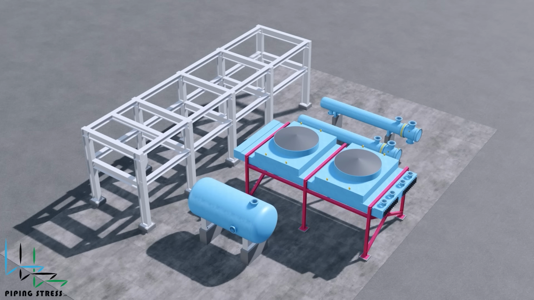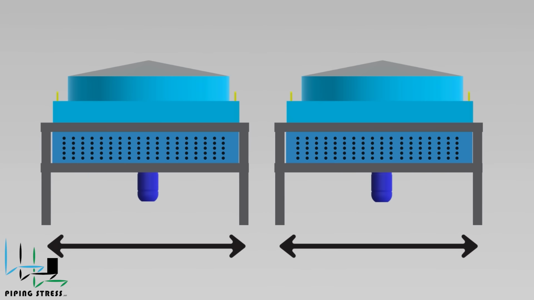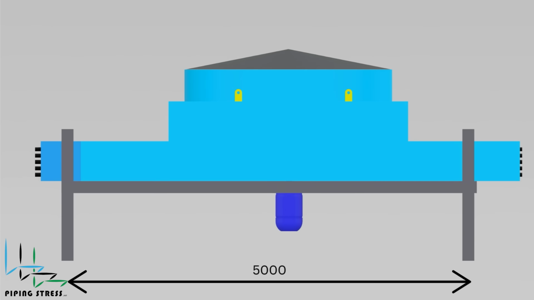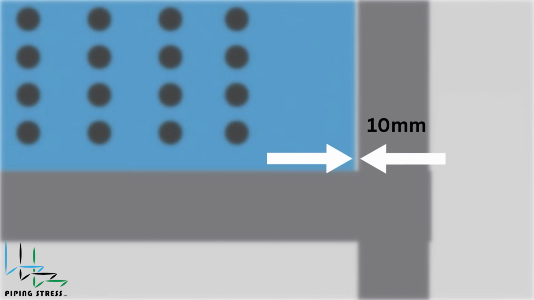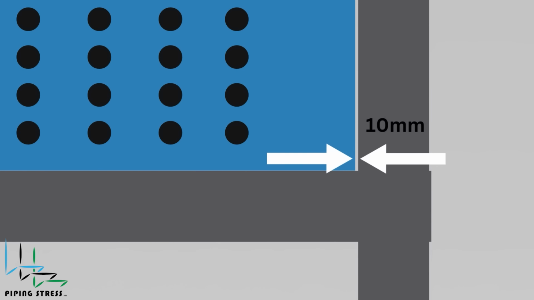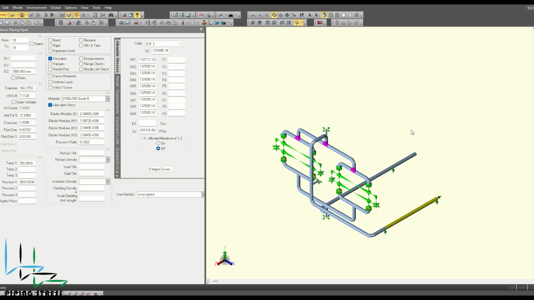Before conducting the piping stress analysis of an air cooler, a piping stress engineer must first gather certain details about the air cooler by reviewing the manufacturer's data sheet or consulting the manufacturer directly. These details include the type of air cooler, its dimensions, operating and design temperatures, weight, support type, restraint details, and whether a sliding pad is used. Once these details are obtained, we can begin modeling in Caesar 2.